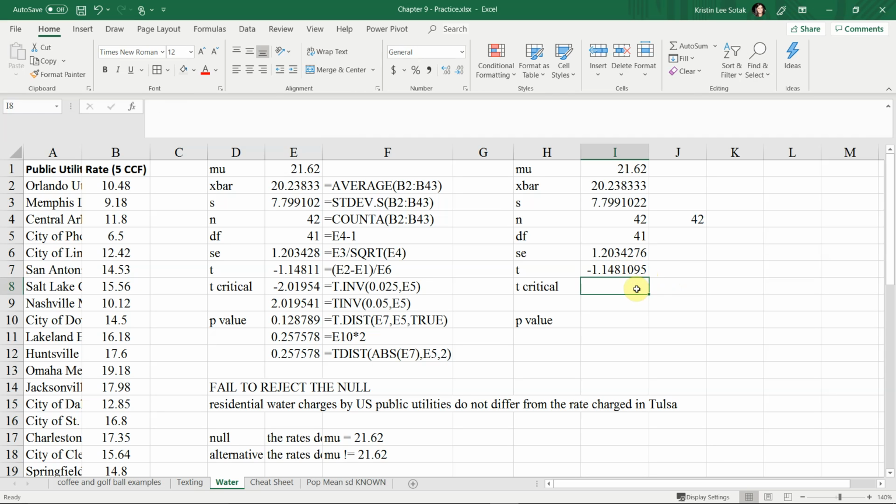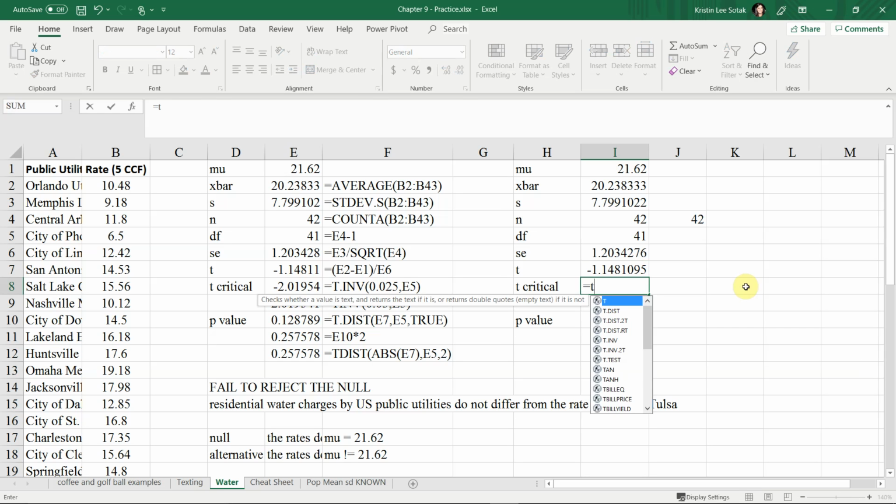But let's keep going. Let's test it. With the t-critical, this is the first approach, the critical value approach. We want to calculate a critical value to compare to the test statistic that we calculated. To do that, we can use a couple of different functions.